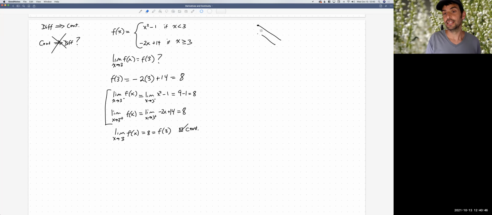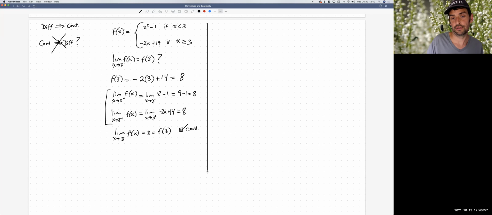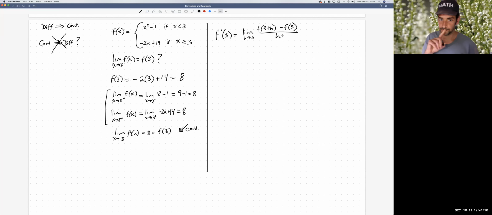Okay, let's look at the derivative. Let's look at the derivative at 3. We want to compute f prime of 3. This is the limit as h goes to 0 of f of 3 plus h minus f of 3, over h. Now, let's put in for f of 3. We already know what that is. That's 8. So let's just make this a little simpler.